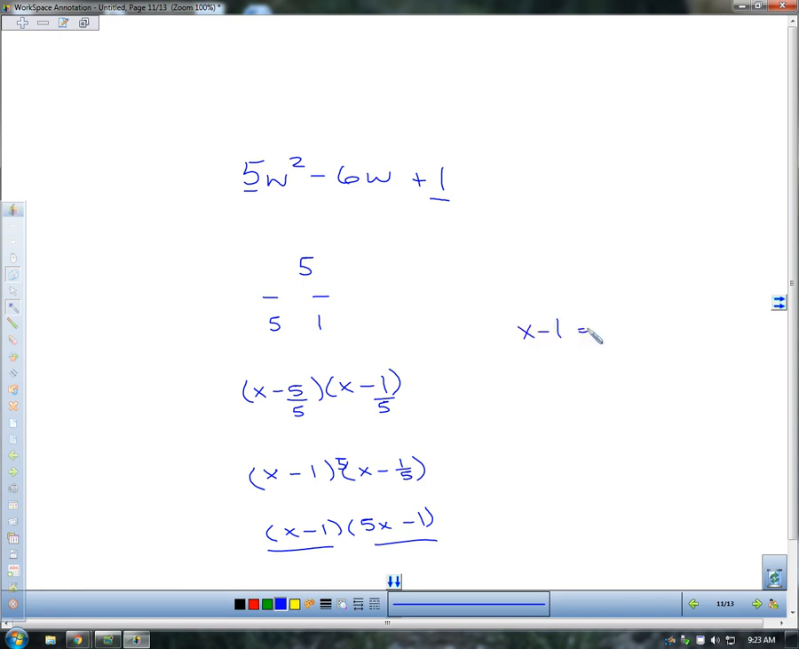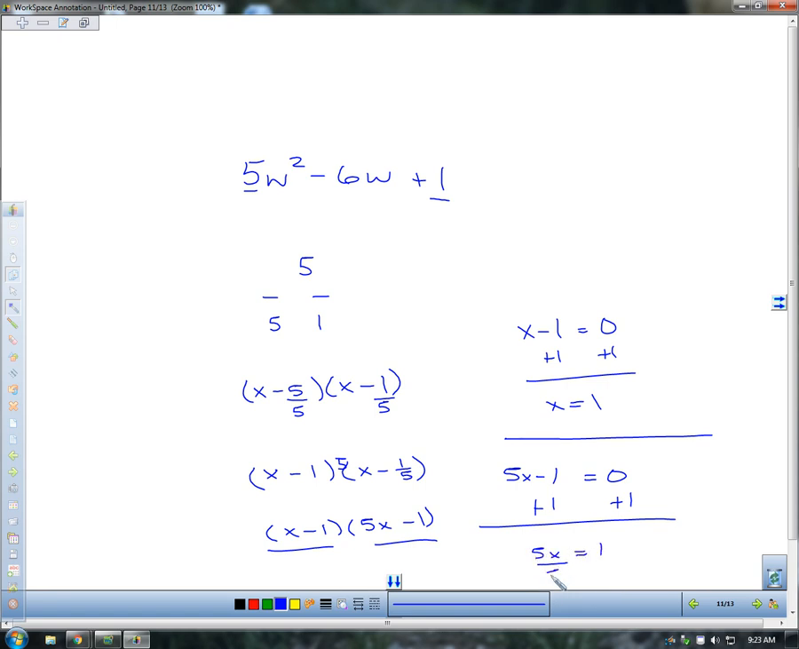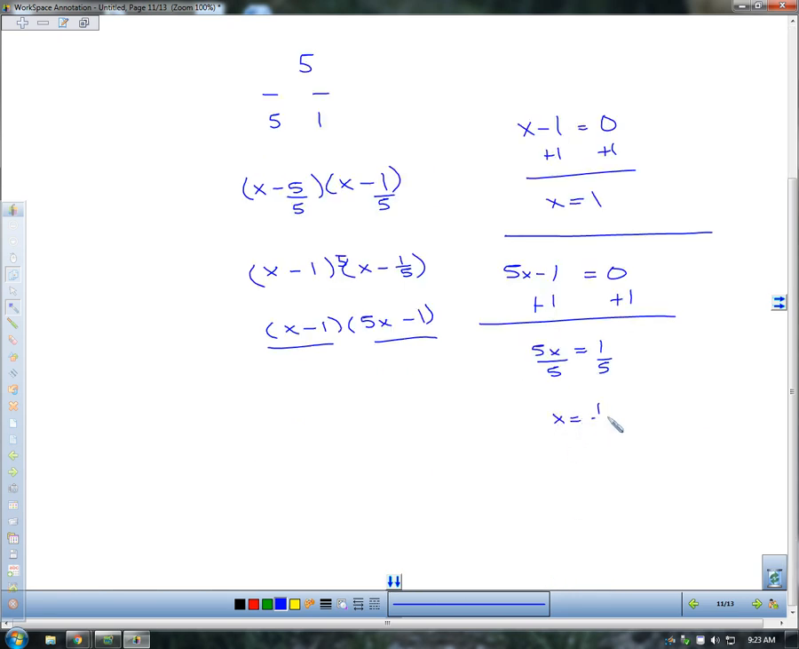So x minus 1, that's equal to 0, and we'll add 1. So x equals 1. There's one solution. And by x, I mean w. I didn't do the right thing here. Then I have 5x minus 1 equals 0. So I'll add 1. So 5x equals 1. Divide by the 5. X equals 1/5. There's my other solution.